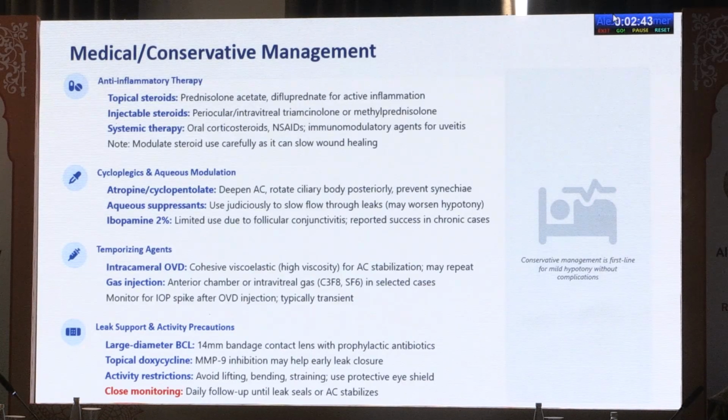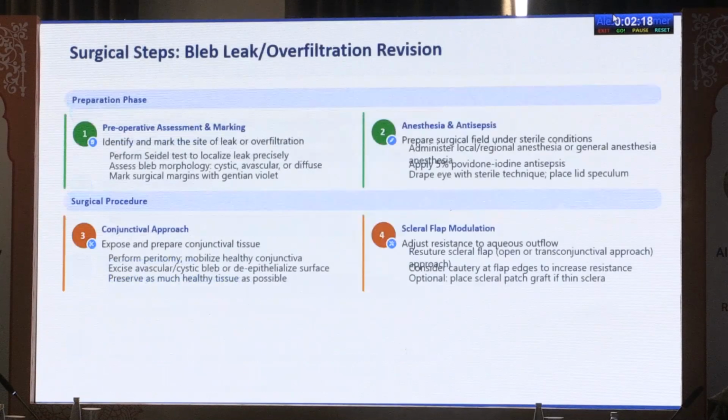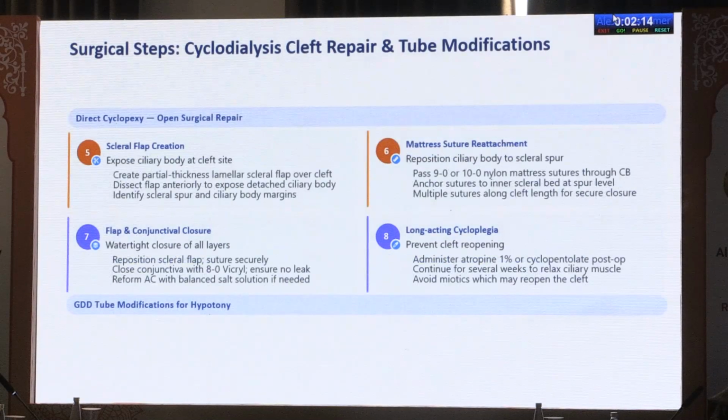But one important thing is that whatever temporizing measure, the name is temporizing, it requires extremely close follow-up, extremely close monitoring to see two things: does the leak stop, does the AC reform? So there are other mechanisms that we mentioned about how to take care of the leak, the cyclodialysis, the GDD device, and also surgical management on the posterior VR segment for choroidal detachment, removal of membranes from the surface of the ciliary body in a late stage. So I'm just skipping all these because they're going to be dealt with in the subsequent talks.